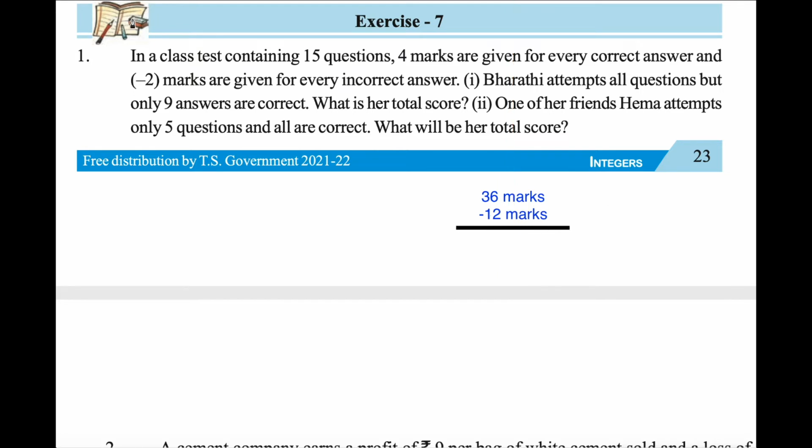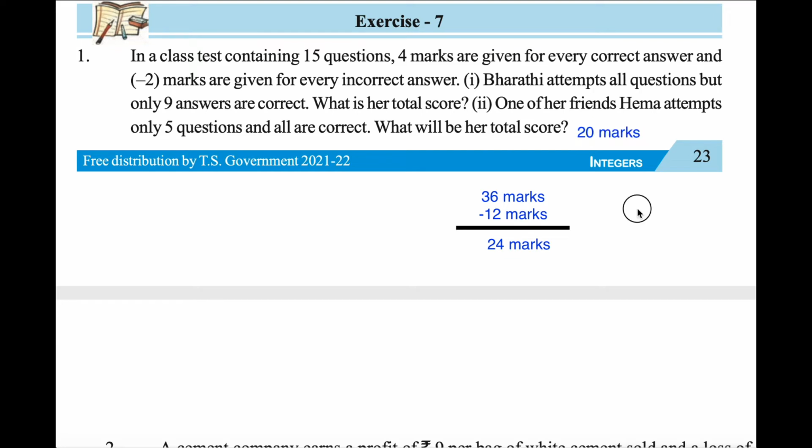Okay, 36 minus 12. How much it will be? 24 marks. So this is going to be the answer. Yes. So Bharati got 24 marks. One of her friends, Hema, attempts only 5 questions and all are correct. What will be her total score? Her score will be 5 into 4, 20. In this case, there is no negative marking, only positive marking, that is 20 marks.